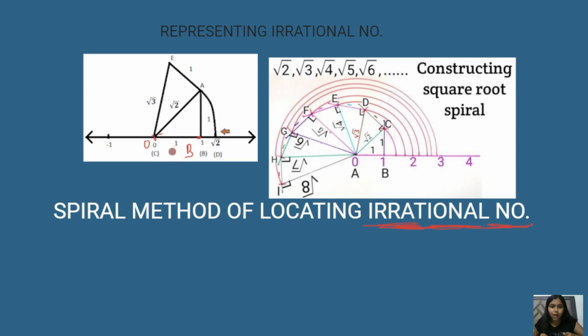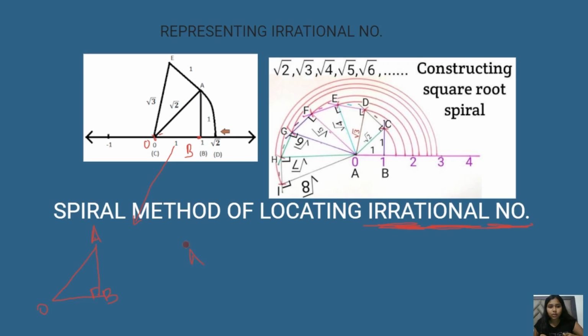This is point O, this is point A, and this is point B. Now we have to draw root 2 on the number line. Basically this is a 90-degree triangle, so we have to apply the Pythagoras theorem here.